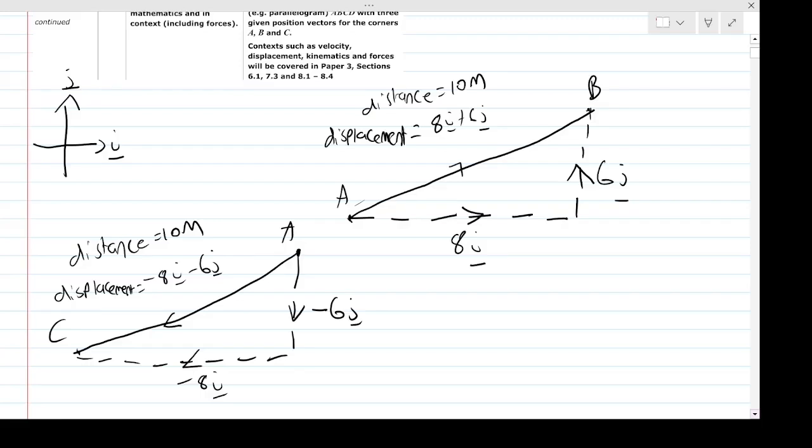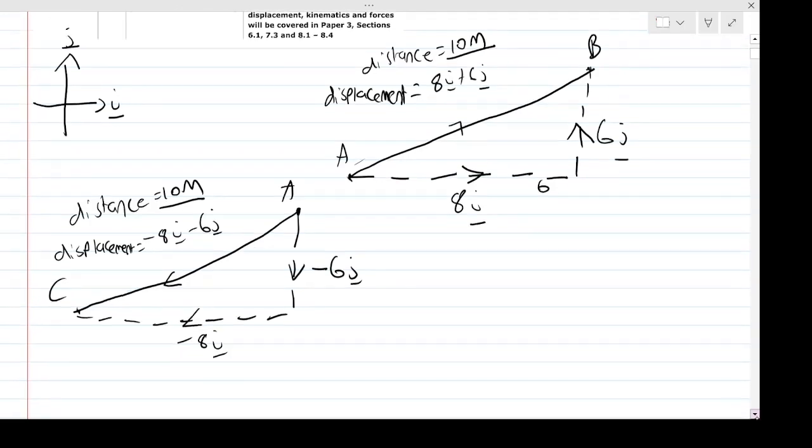And so you notice, hopefully, that whilst the distance is the same in both journeys, the displacement vector is different, okay? Because in this case the negatives indicate they're going in opposite directions, so that's the whole idea of a displacement, right? It's a vector that tells me the direction to go from one point to another, okay? So lastly, to reiterate, 8i and 6j would be 8 across, as you can see here, and then 6 up, and then we end up at the point B, okay?